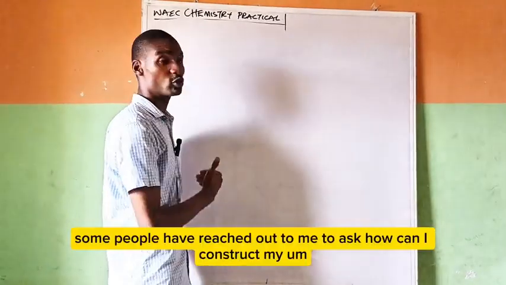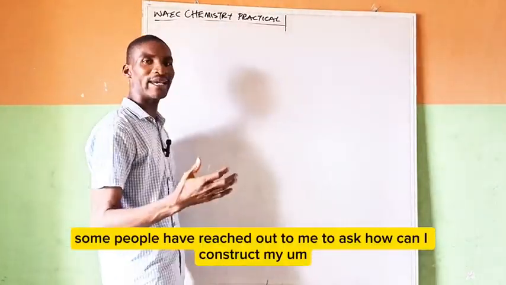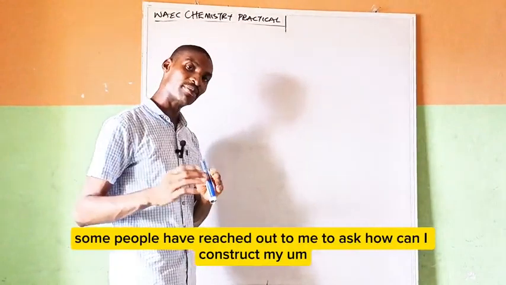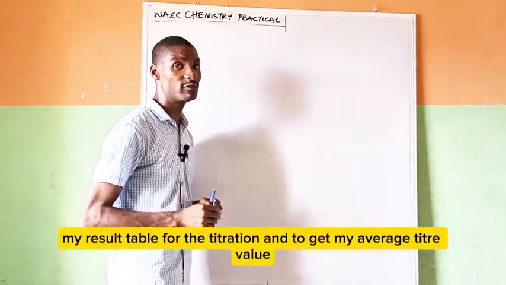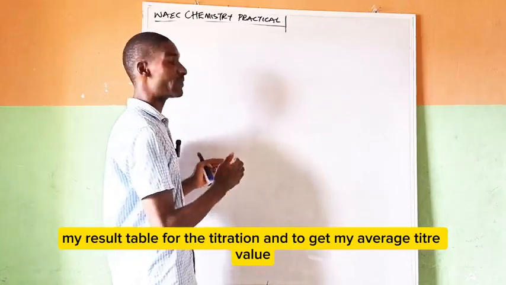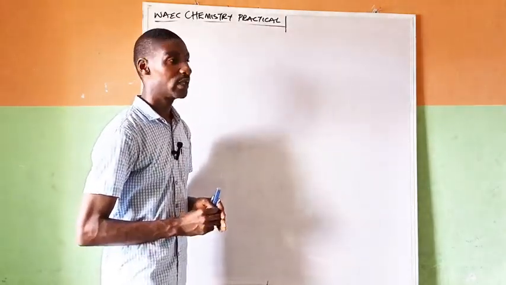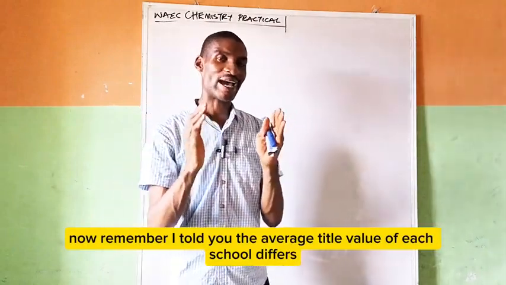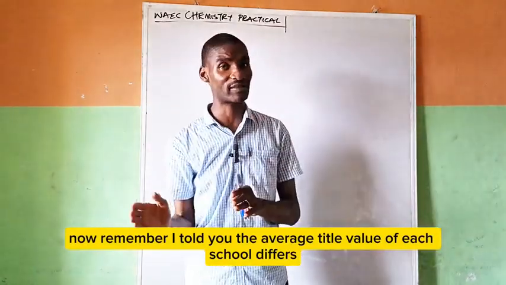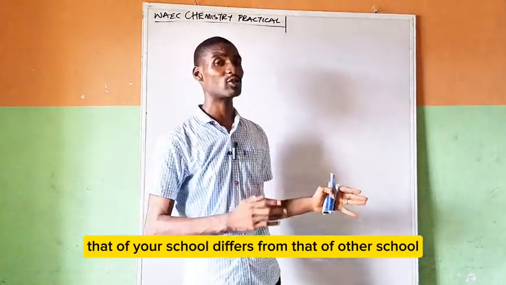Some people have reached out to me to ask how I can construct my result table for the titration and get my average titer value. Now remember, I told you the average titer value of each school differs. That of your school differs from that of other schools.